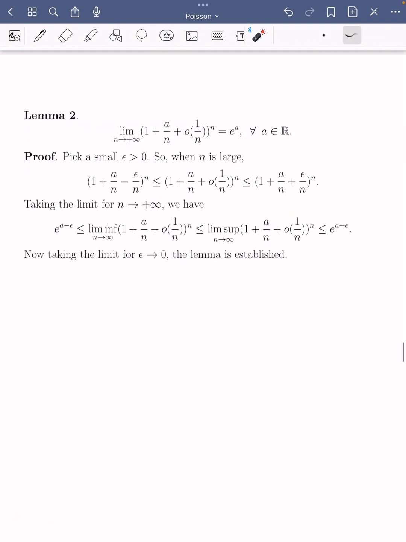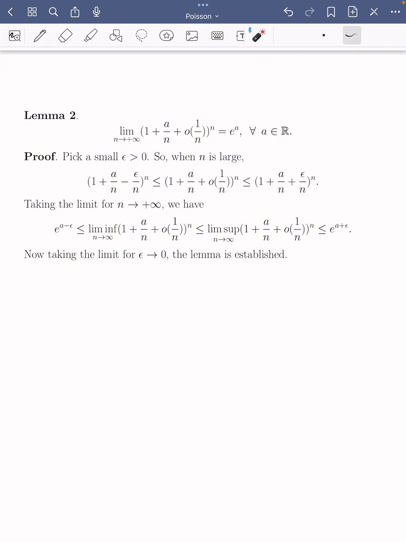Lemma 2 is actually a special case of Lemma 1. In Lemma 1, we talk about this number a being a complex number, but now this a only needs to be a real number. So the proof is much simpler. So just pick a small epsilon larger than 0. So when n is large, this inequality holds, because this little o of 1 over n will be less than epsilon divided by n, but also bigger than negative epsilon divided by n.